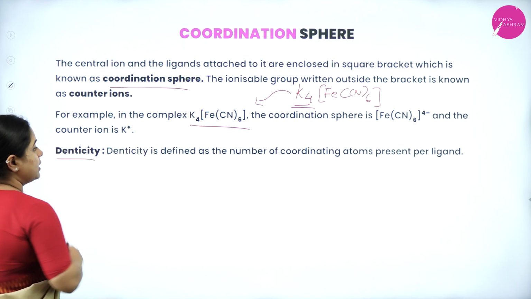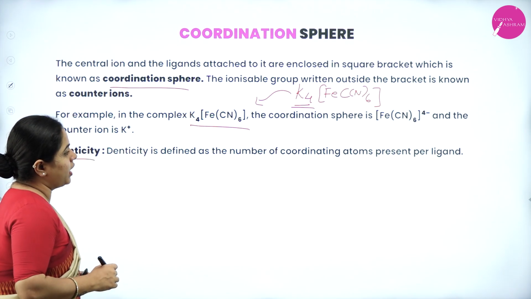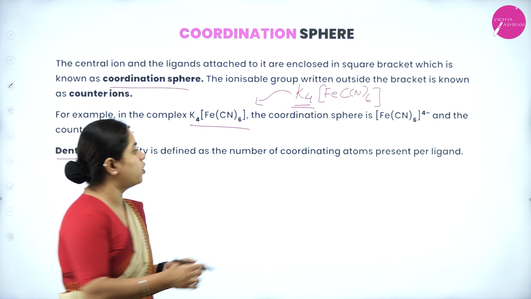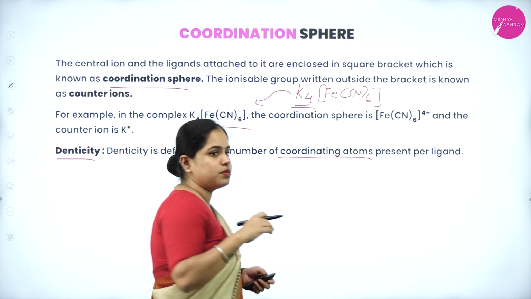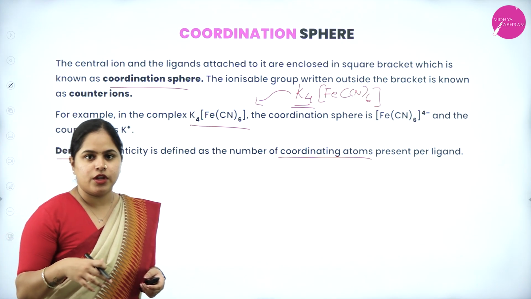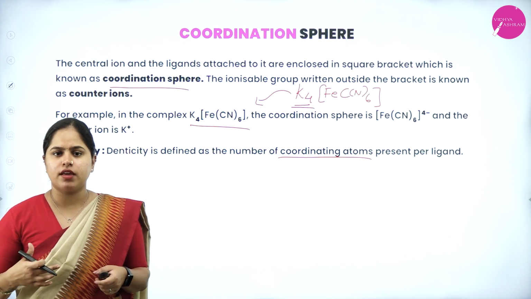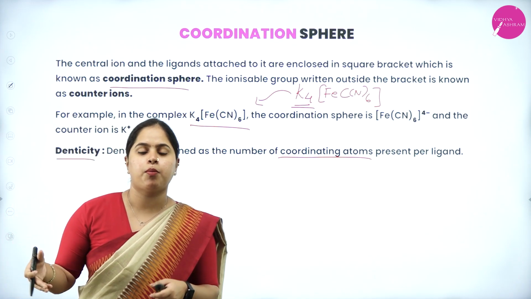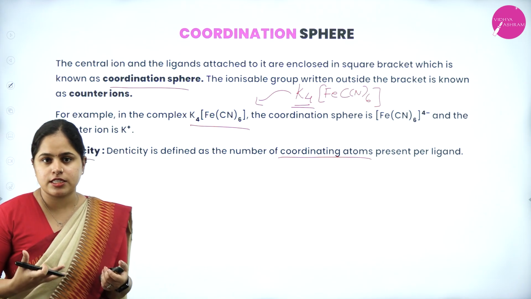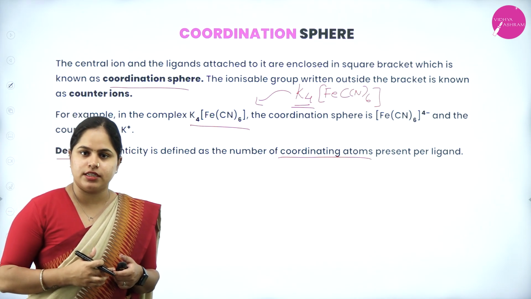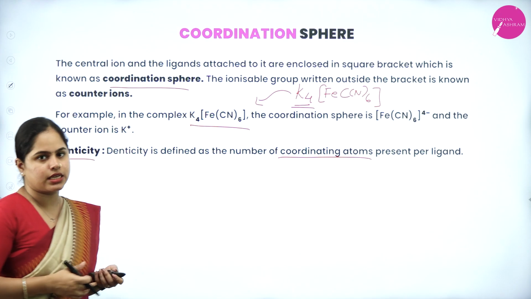Now the next one is denticity. So denticity is defined as the number of coordinating atoms present per ligand. Number of coordinating atoms. So how many atoms are present in a ligand through which it is forming a bond with the central metal atom. So that means already we have studied monodentate, bidentate, polydentate. In monodentate, the denticity will be 1 because using only one atom, it is forming a bond with the central metal atom. So I hope denticity is clear for you.